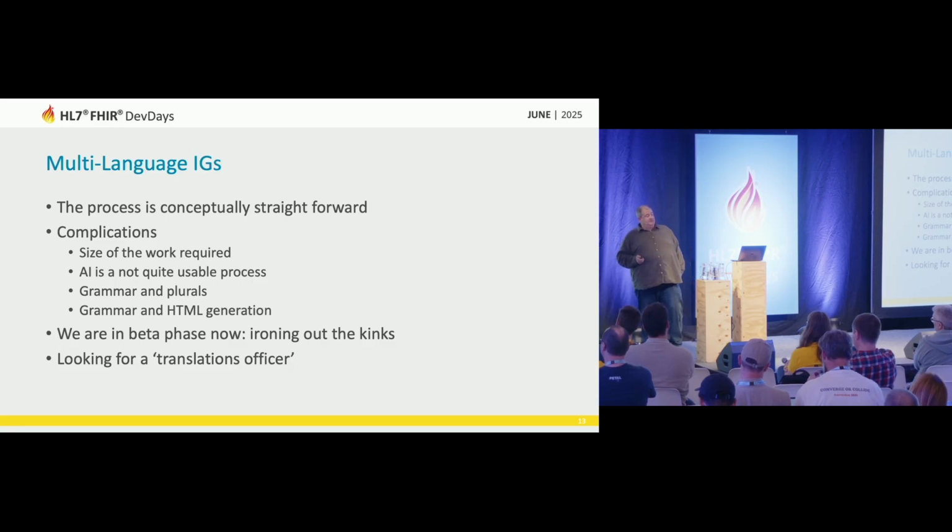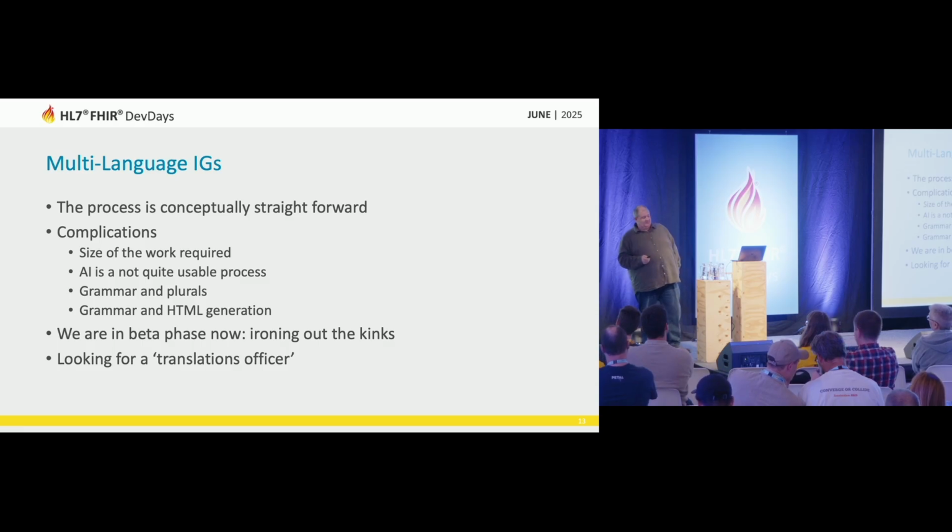Particularly in the Java code, we have a lot of grammar and plural work. Then you have to figure out how to get the phrasing correct. And also a lot of the output from the IG publisher has grammar built into it, with HTML tags built into the grammar to highlight stuff, and so that's an extra challenge.